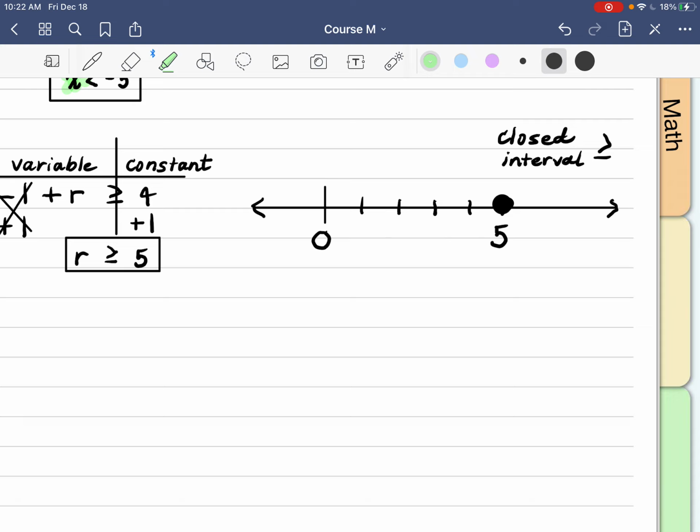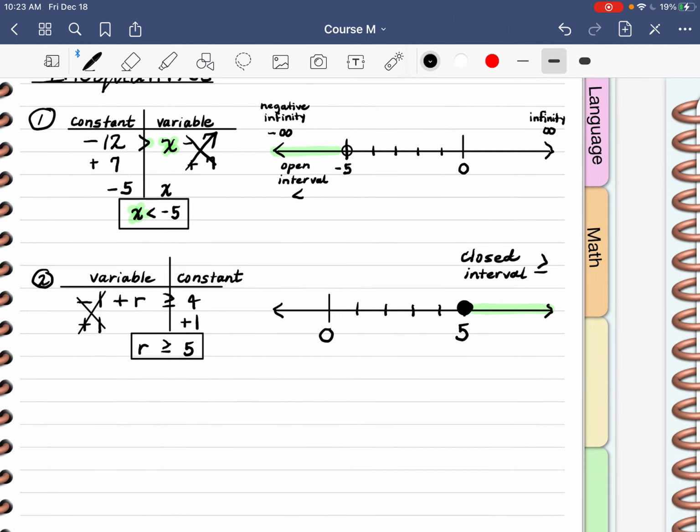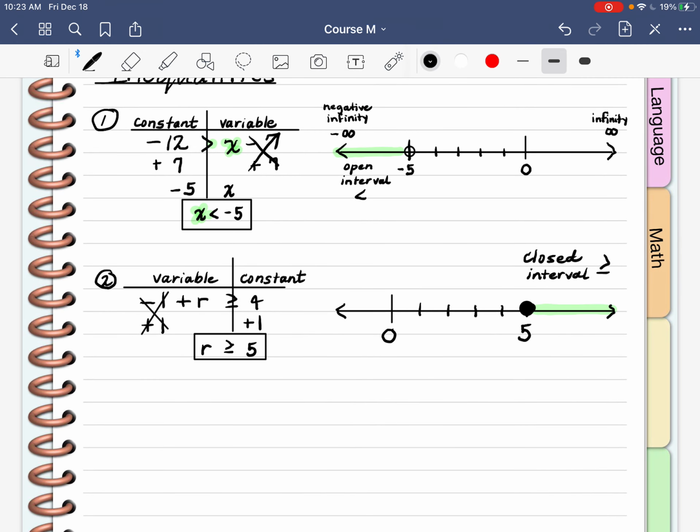And then look at your arrow, it's pointing up the line. So 5 and anything greater than 5. So 6, 7, 8, 100, 1,000,000, those could all be solutions to this inequality. So there's the difference between an open and a closed interval. If you have greater than or equal to, it's a closed interval.